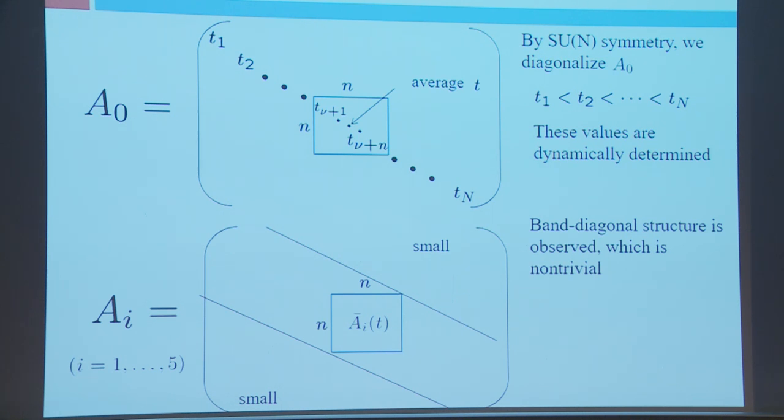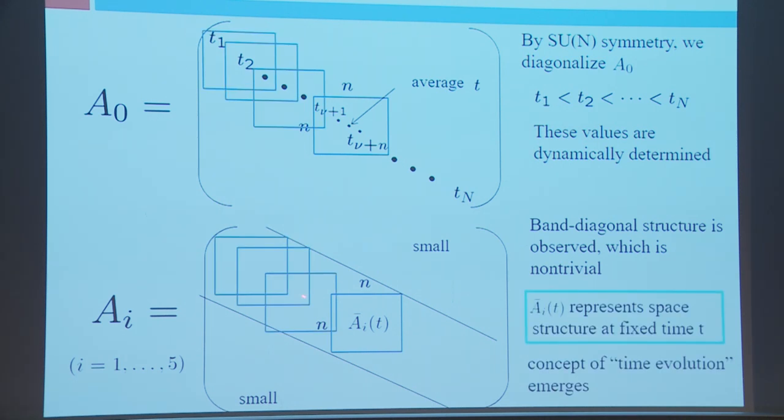So let me denote the width of the band by lowercase n, like this. So we can define the n by n small diagonal block here, which includes n eigenvalues of A naught. We take the average of these n eigenvalues and denote it by t. Now we can consider similar diagonal blocks like this. We denote this diagonal block by A_i bar of t. So we obtain the function of t, A_i bar of t.